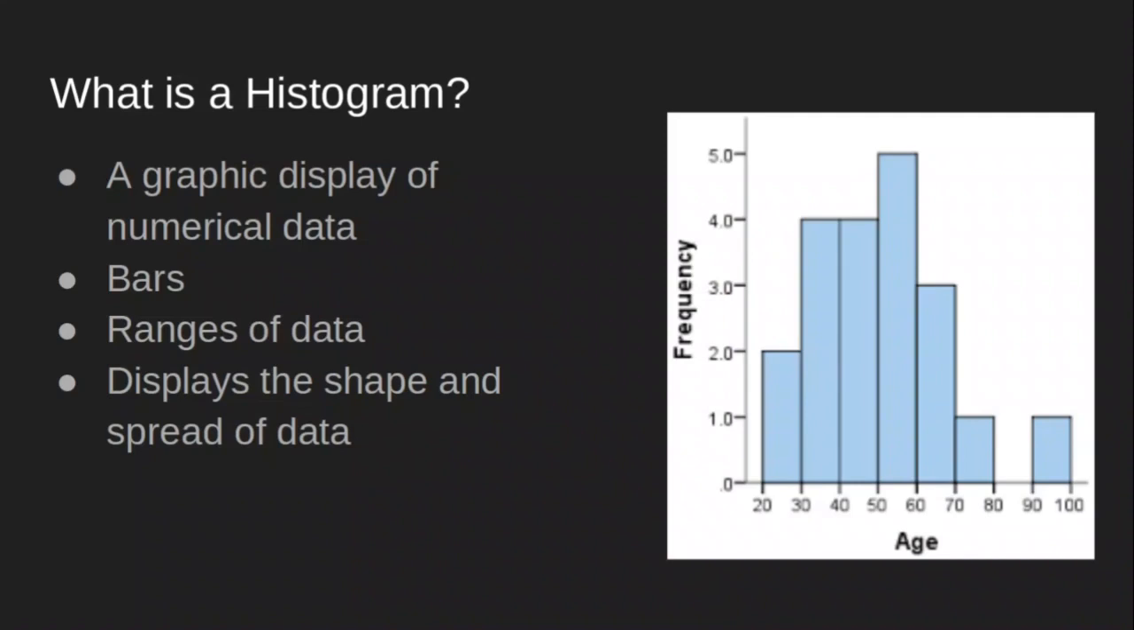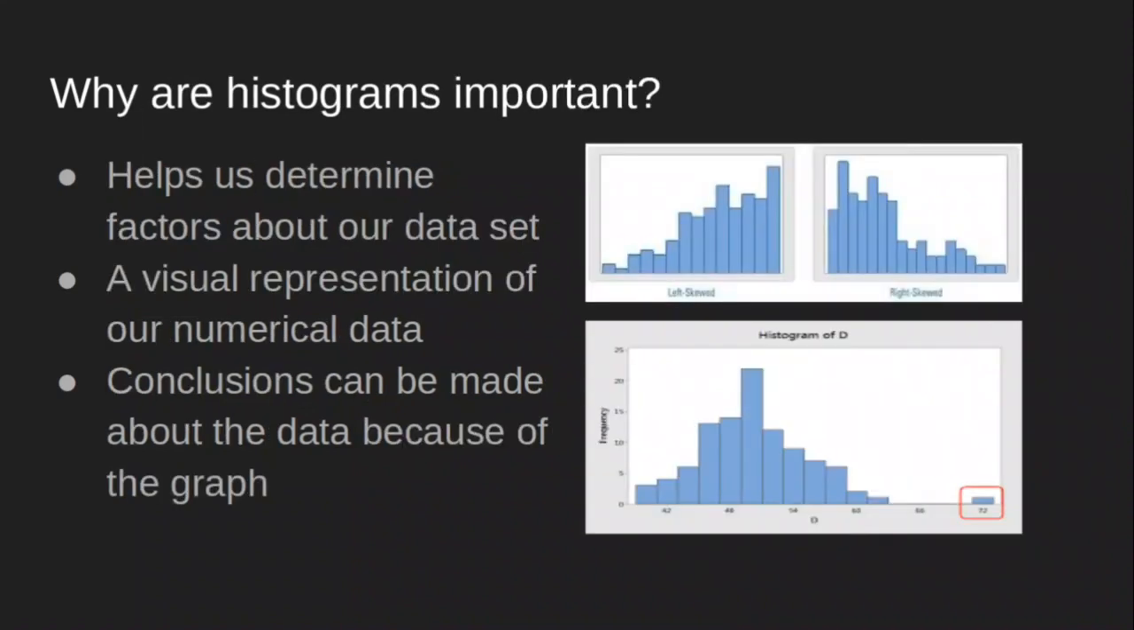Using a histogram, it displays the shape and the spread of data. Because it's a visual thing, we can see the shape of it, see if it looks like a curve, see if it only looks like a ramp, and see the spread. So how big is it? How small is it? Are they really close together? Are they really spread out? And things like that. So why are histograms important?